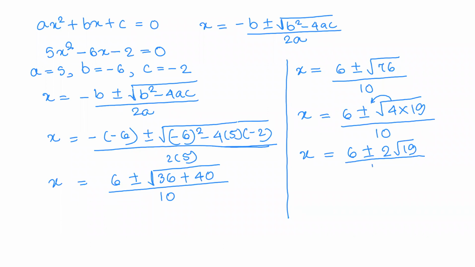the whole upon 10. x equals, now tell me, between 6 and 2, I think we can very well take out 2 common. So when we take 2 common, the bracket will have 3 plus minus root 19, the whole upon 10. Now you can reduce this 2 with the 5. So now in the final answer we have x equals 3 plus minus root 19, the whole upon 5.